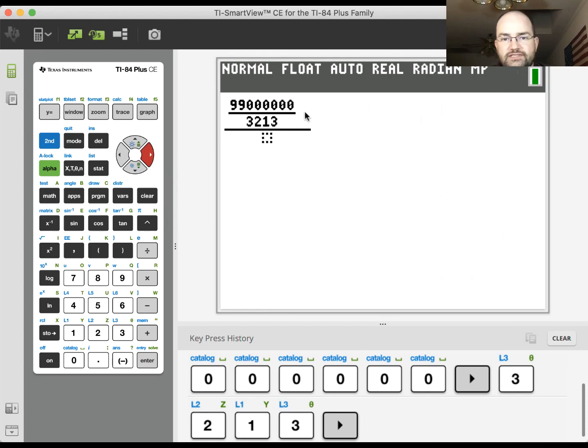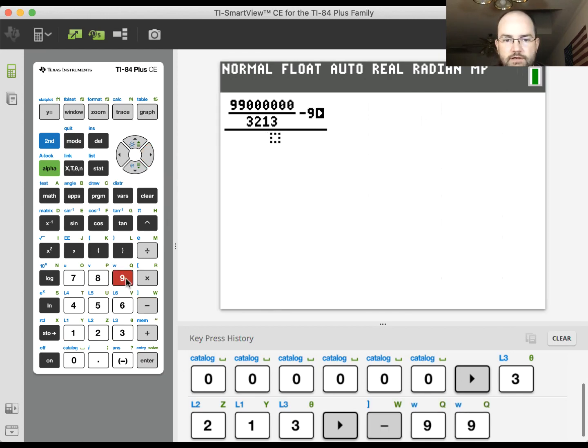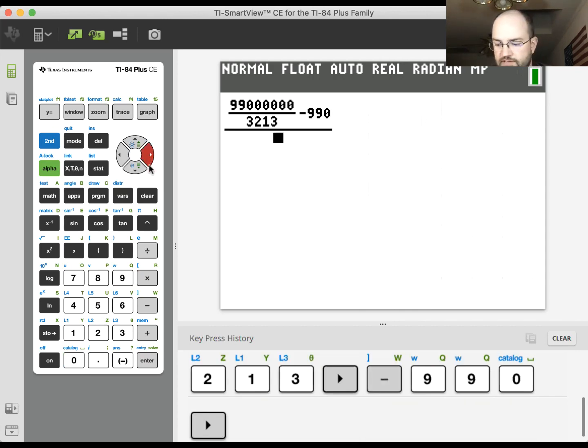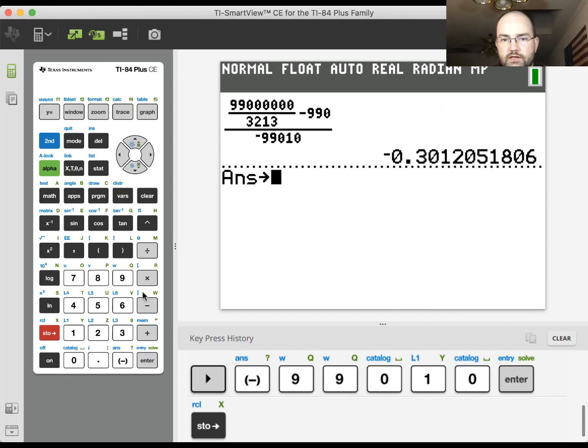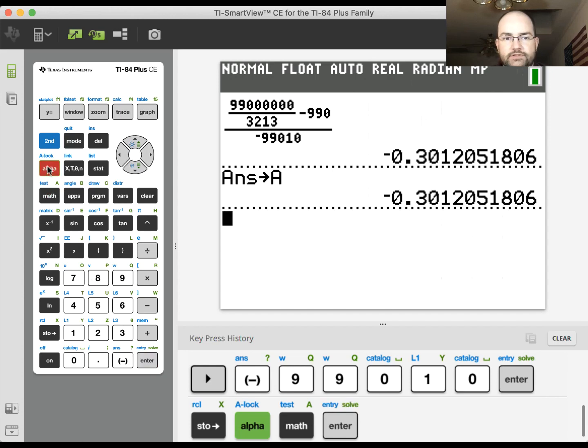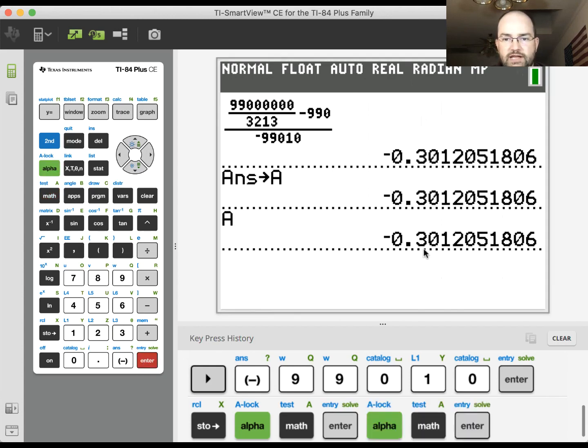Now do right arrow again to stay in the numerator, and then subtract off 990. Awesome. Now go to the denominator and type in the denominator of negative 99,010. Excellent. And that's going to give me negative 0.3012051806, and we need to store this into the calculator. So press STO at the bottom left, and then store this into A, and A would be alpha A. Enter. Now notice that if I just did A, we get negative 0.30 blah, blah, blah. So that is what that is now.